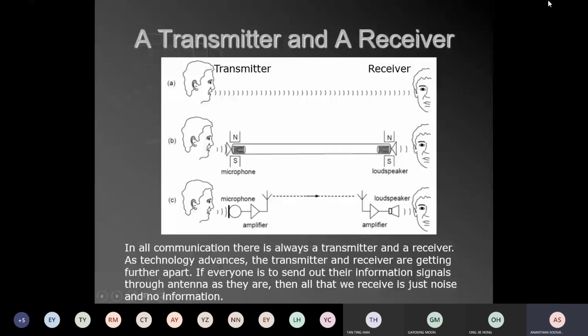So you see this diagram, this picture. It tells how you are the transmitter. In the first part A, you are the transmitter, talking to your friend. Your friend can listen; he is the receiver. It's a short range, maybe 10 meters or 20 meters. You shout at him, then he can listen. But it's not like 1 kilometer away.